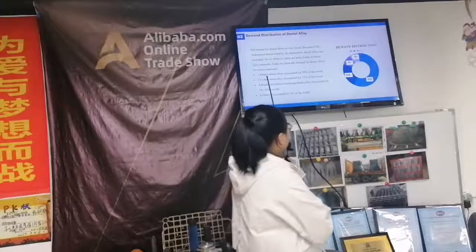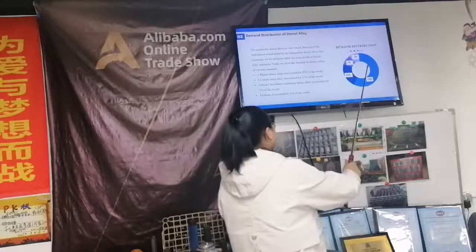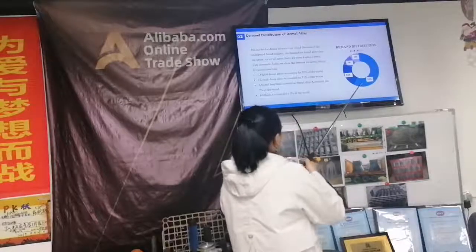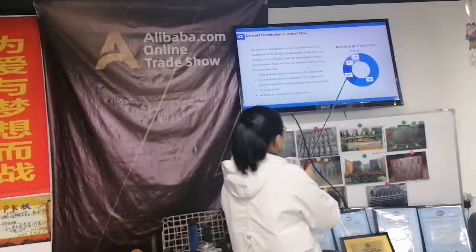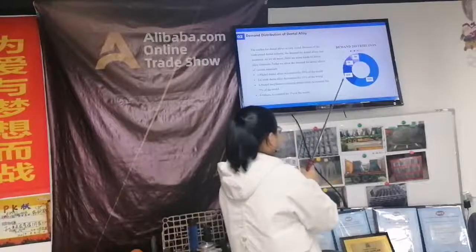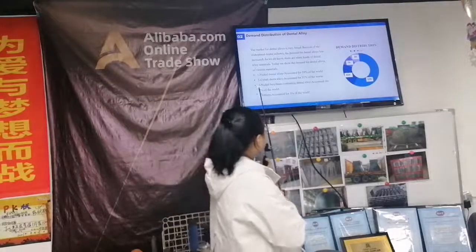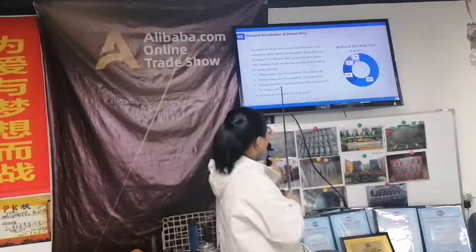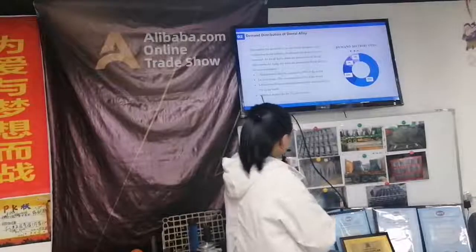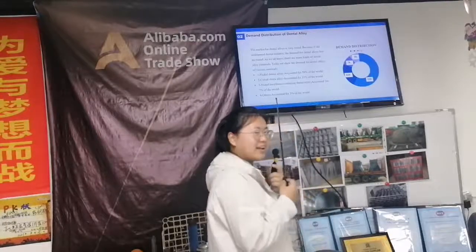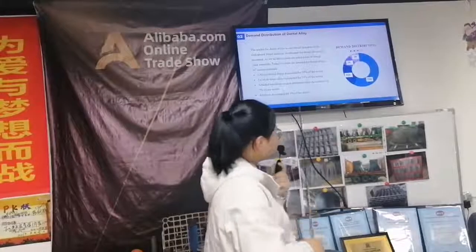First one, nickel dental alloy, accounted for 59% of the world. The second one is cobalt dental alloy, accounted for 31% of the world. The third one is nickel beryllium containing dental alloy, accounted for 7% of the world. Last one is others, accounted for 3% of the world.